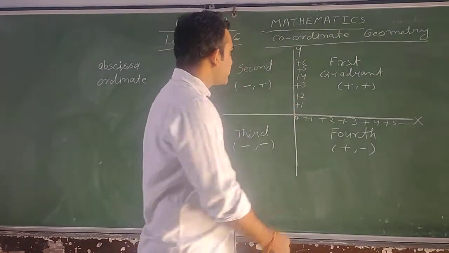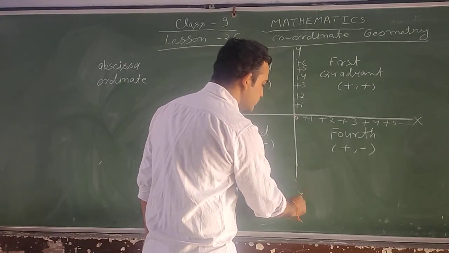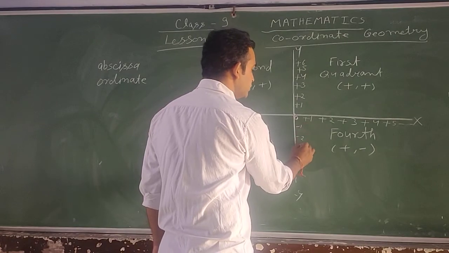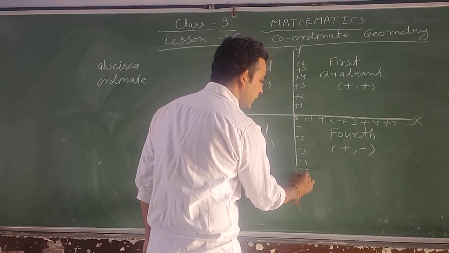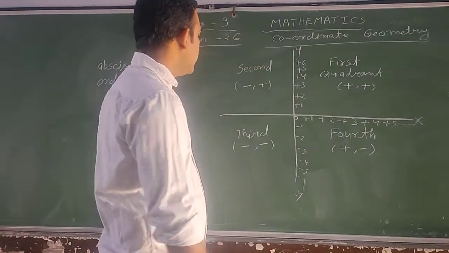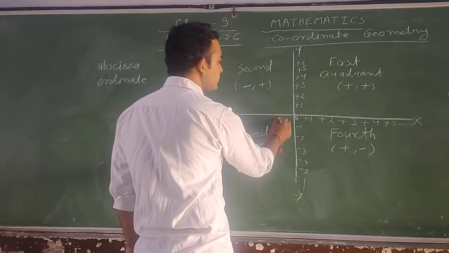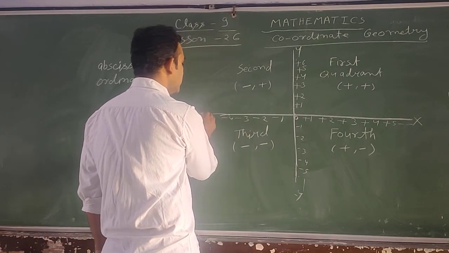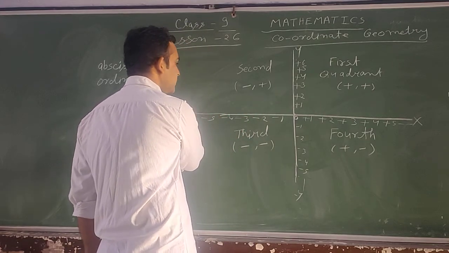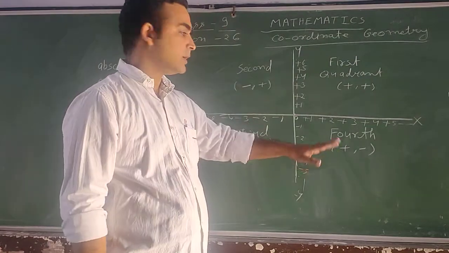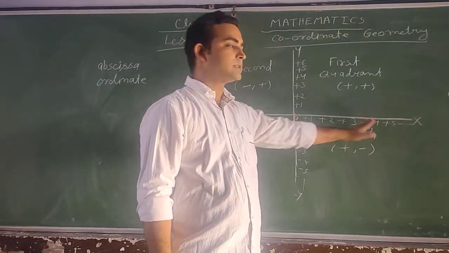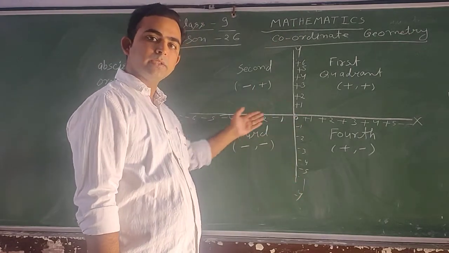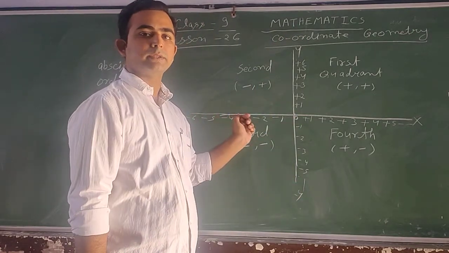And this is the negative y-axis. It is also a y-axis but the negative y-axis, means -1, -2, -3, -4, -5 and on to infinity. And this side is the negative x-axis, -2, -3, -4, -5, -6 and so on. Understand? This is the positive x-axis, this is the positive y-axis, this is the negative y-axis and this is the negative x-axis.